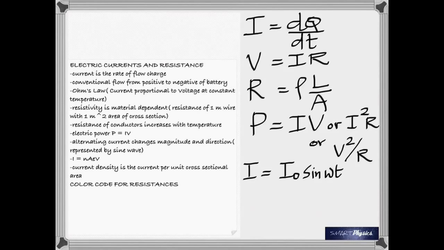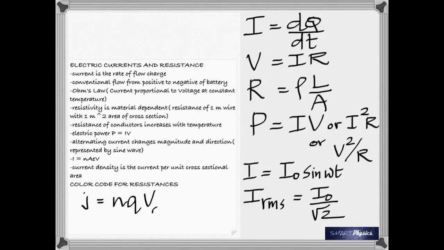For an alternating current, the representation is I naught sine omega t, where I naught is the peak value of current. Remember that the RMS value is related to the peak value by this equation.